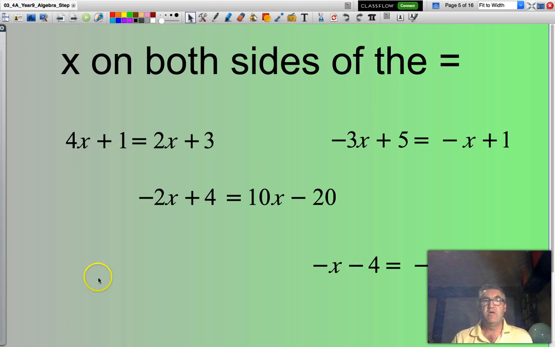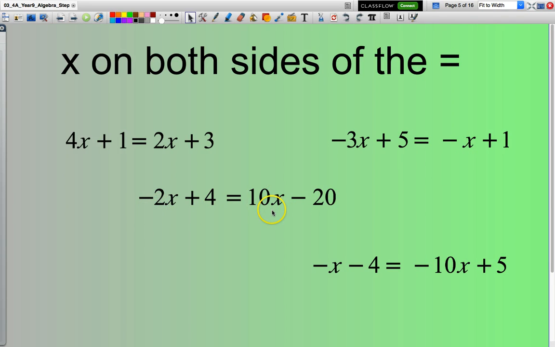Now, here are examples where I have x on both sides of the equal sign. So I have a 4x on this side, 2x on that side, negative 3x over here, negative x over here, a negative 2x over here, a 10x over there. So I'm sure you get the idea. And we want to solve this sort of equation.